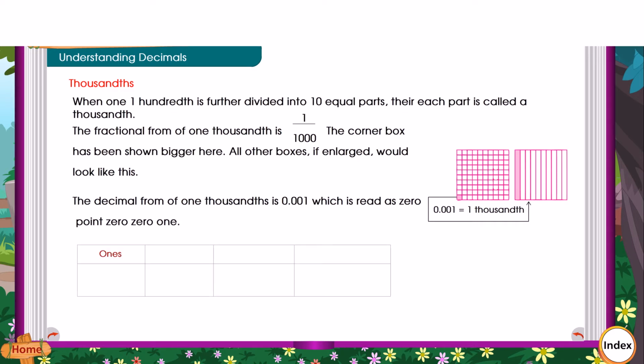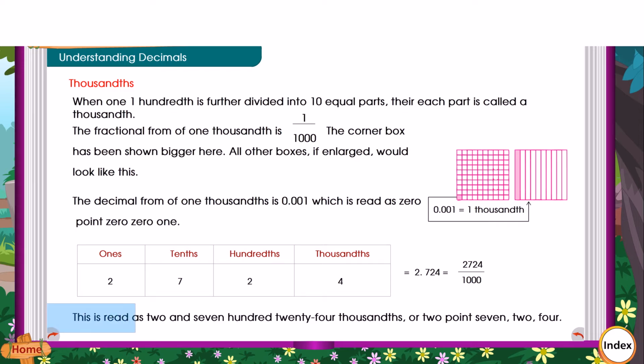Ones, tenths, hundredths, thousandths. 2, 7, 2, 4 is equal to 2.724 is equal to 2724 by 1000. This is read as 2 and 724 thousandths or two point seven two four.